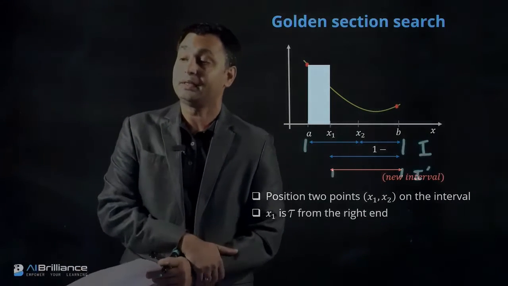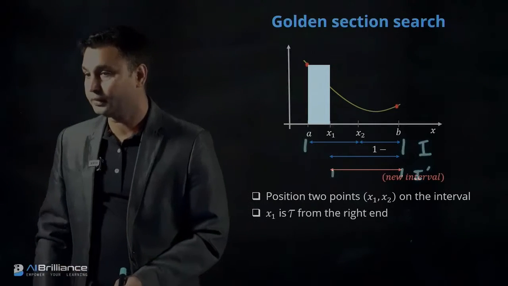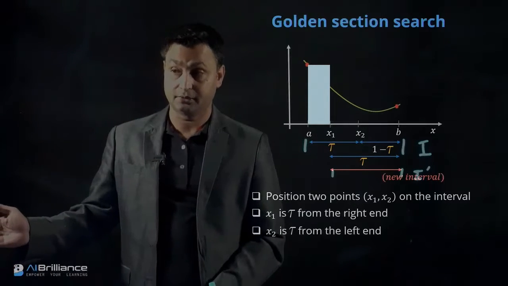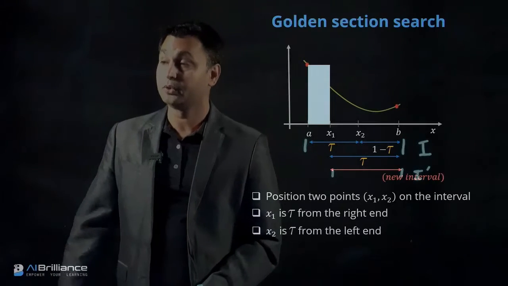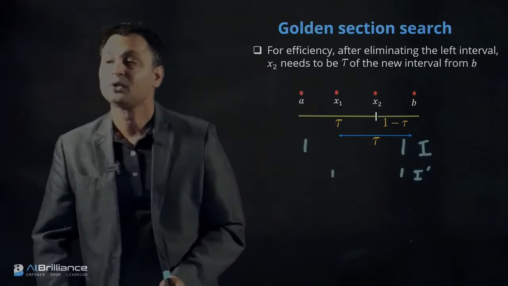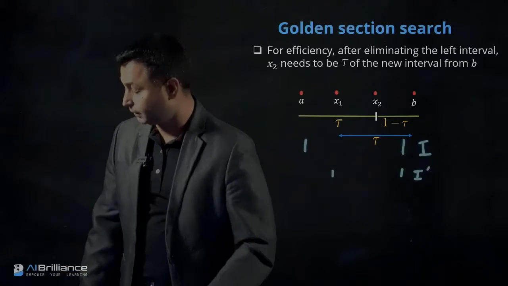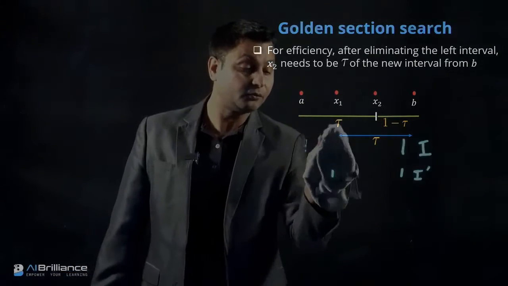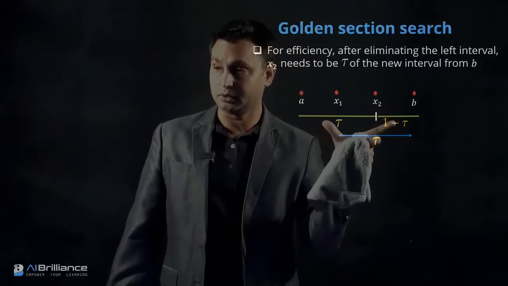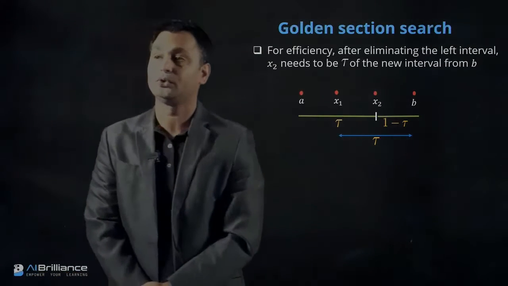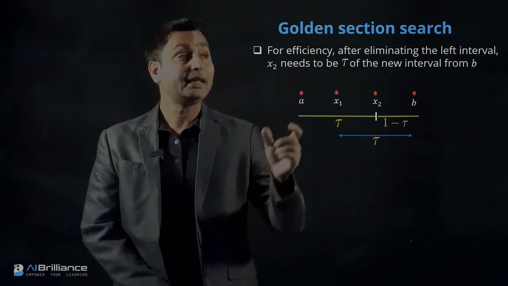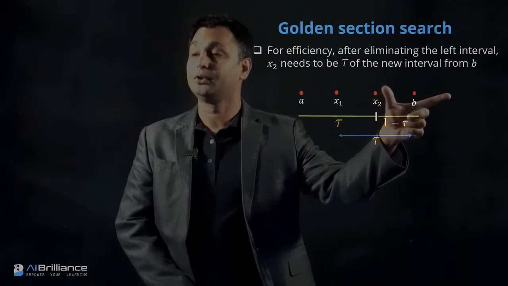So we know that x1 is tau from the right hand side of it, right? And we also know that x2 is tau from the left hand side. So this relationship is known, and then we need to find out a good move in the next iteration, right? So for efficiency purposes, for getting a more efficient result or faster convergence over the overall search process, or bracketing process, or basically the interval reduction process that I showed you, it will be good that after eliminating the left interval, the x2 needs to be tau of the new interval that we have.